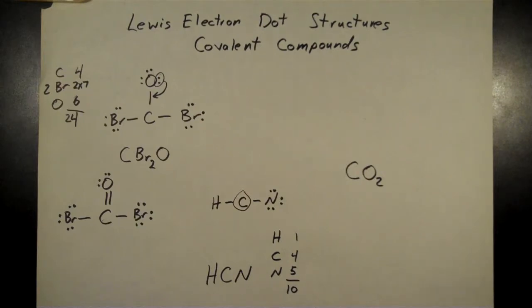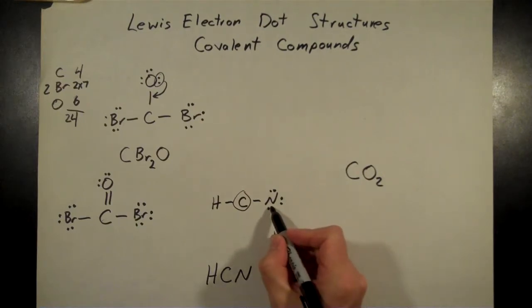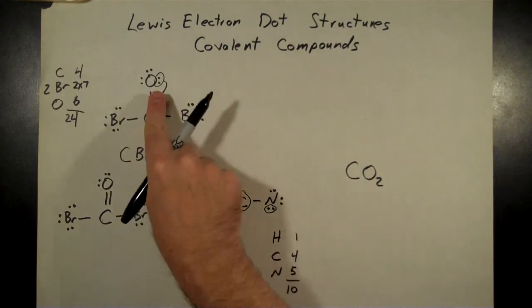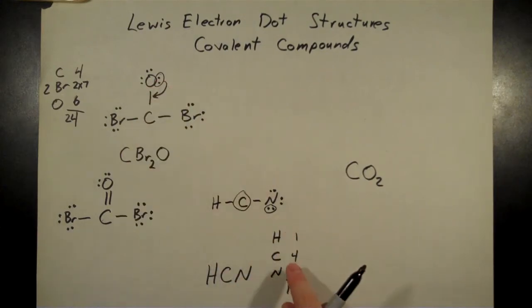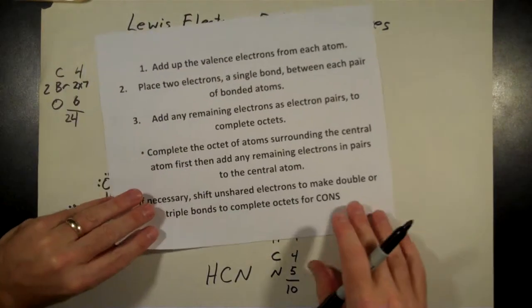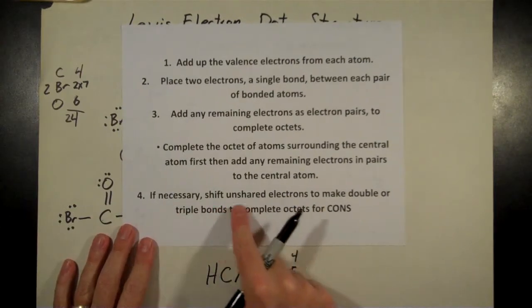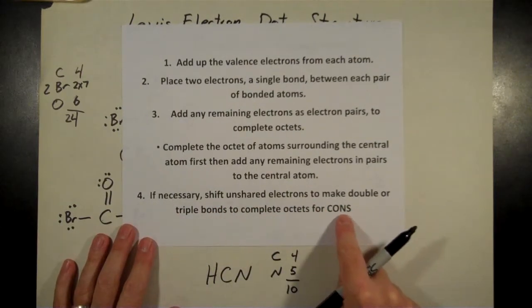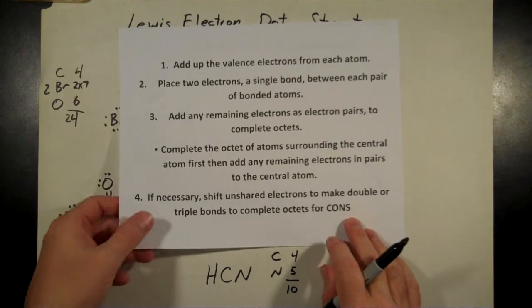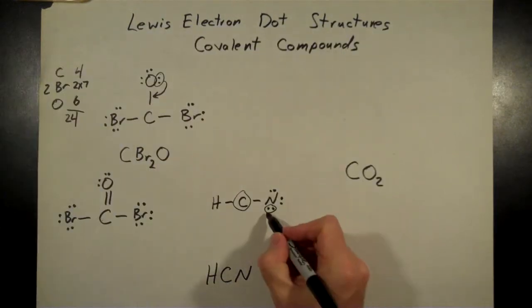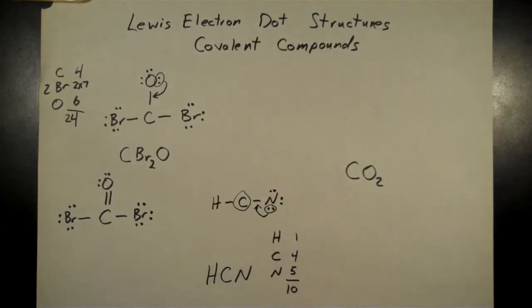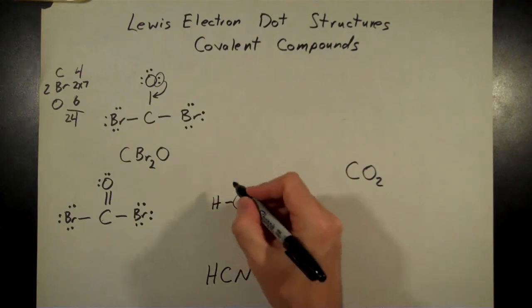Again, it wants that octet of electrons. So to do that, what we're going to do is like we did here with this oxygen. And again, we're allowed to do this. This is the last step that we're looking at: if necessary, shift unshared electrons. Carbon and nitrogen, you can do this between. And so I'm going to move one pair of electrons from the nitrogen in, make a double bond in there.